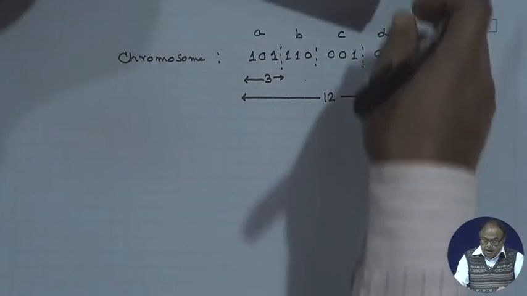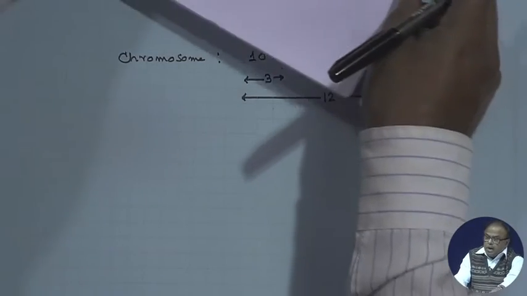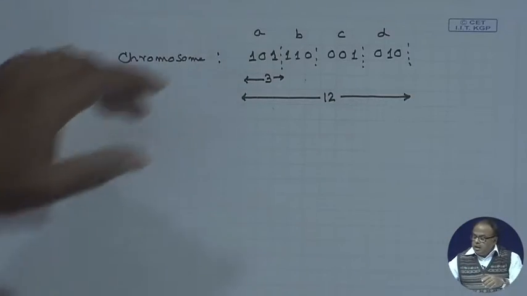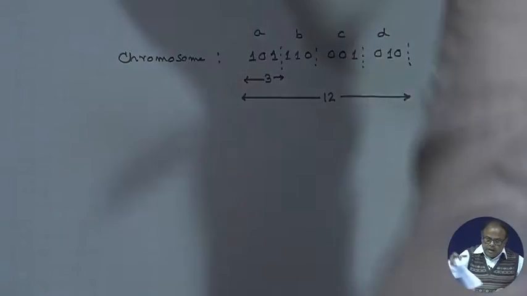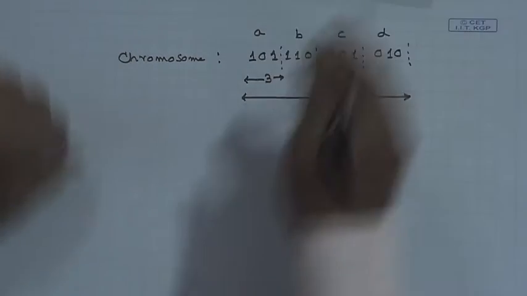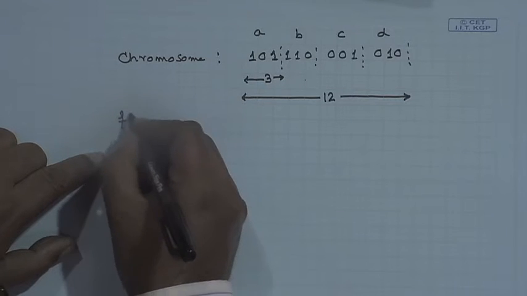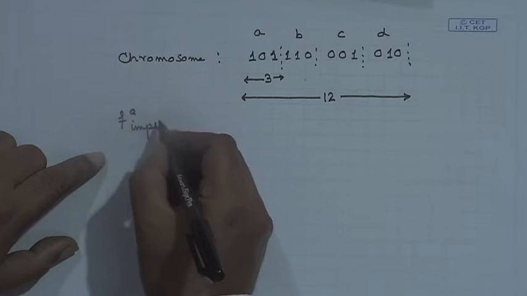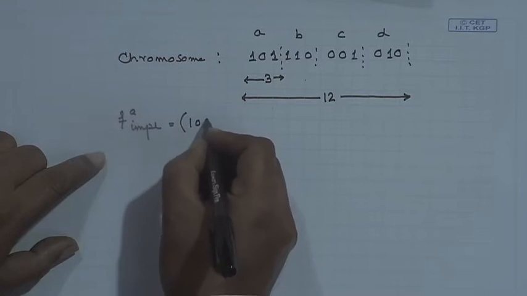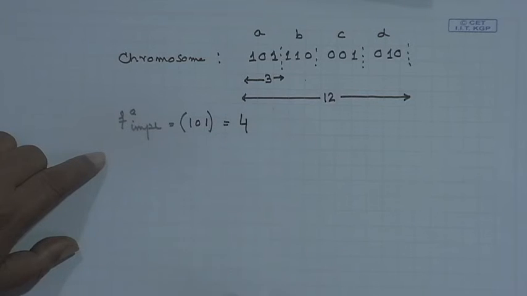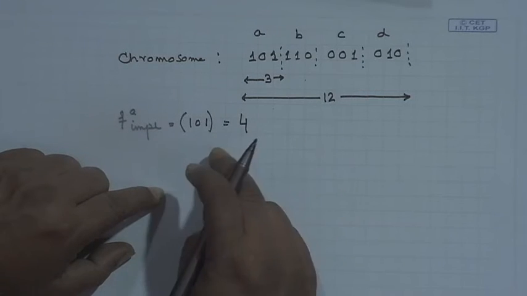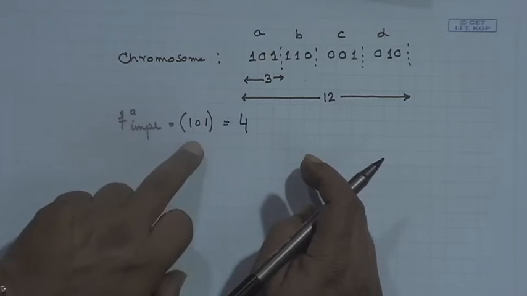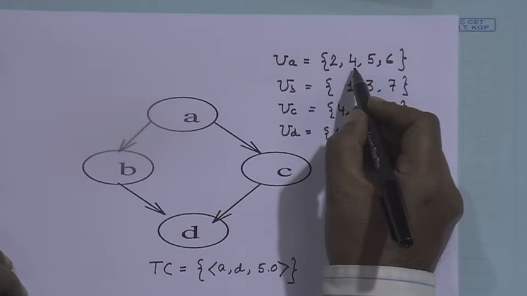This solution may be, say, if I say that 101 is actually the implementation of A, and suppose that is 4. It is not a binary, 101 is not the binary of 4. 101 is the code for device 4, because it could be implemented with 4, right.